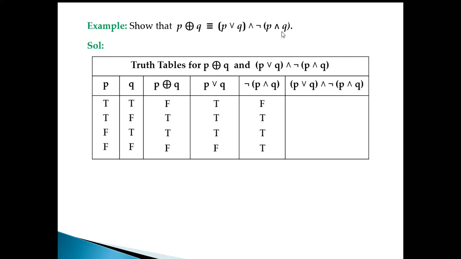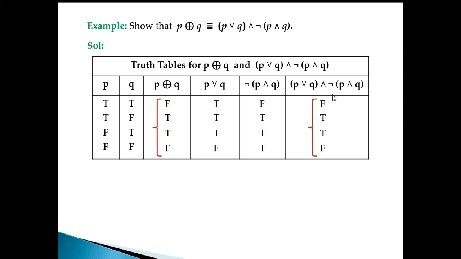Next, for this whole compound proposition, we need to calculate the and between this and this. In the and connective, we know that if both are true, then it is true, right? Otherwise, its truth value is false. So now you can see that both columns are identical: false, false, true, true, true, true, false, false, right? These columns are identical, so we can say that this P XOR Q and this are equivalent, right?